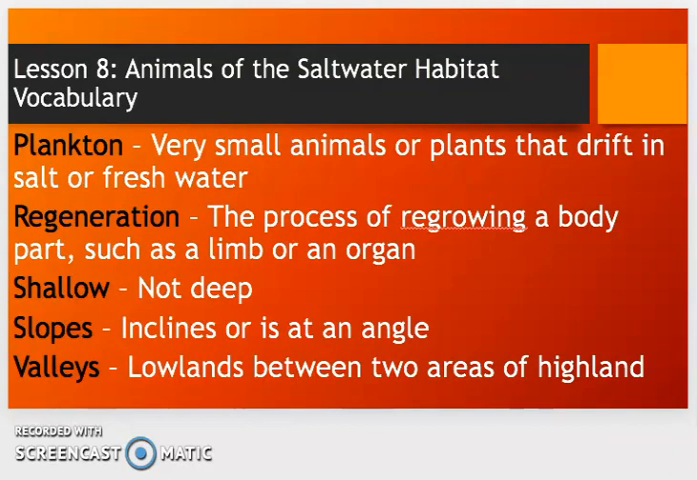The first one is plankton. Those are very small animals or plants that drift in salt or freshwater. Regeneration, the process of regrowing a body part, such as a limb or an organ. Shallow, not deep. Slopes, inclines, or is at an angle. And valleys, lowlands between two areas of high land.